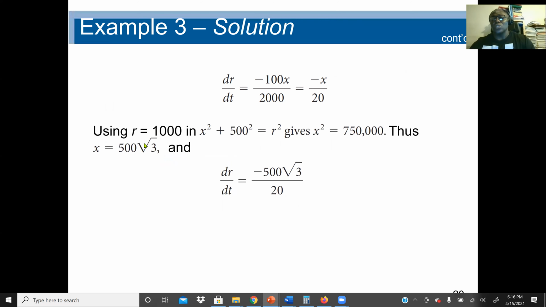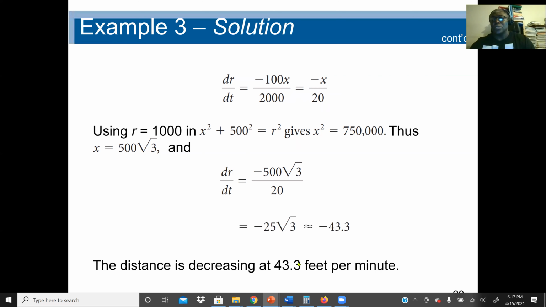Then we plug in R equal to 1,000 into S² + 500² = R² to look for S. S squared will give us this, and the square root of it will give us this. So we plug in the S value, then we find dR/dt. Again, R is given to us, and if we know R, we can find S from the original equation. Then when we get the value, we plug in the S value, and this is our dR/dt. Finally, the answer will be -43.3.